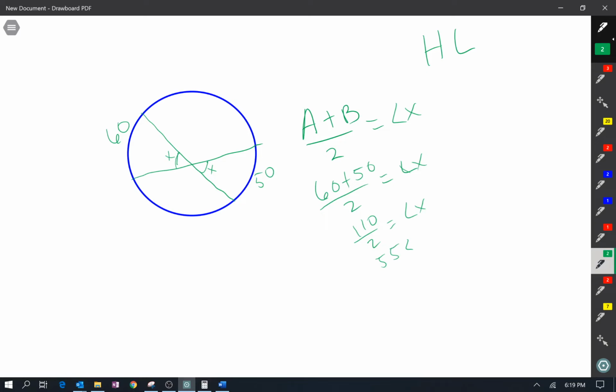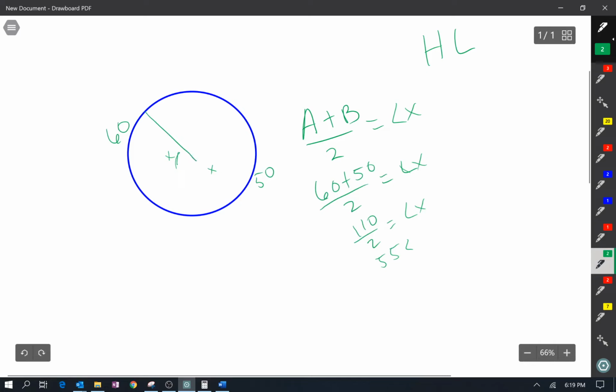Now be careful, because we've also learned this: when it goes through the center, the arc is equal to the angle. But we're going to have two secants touching a line. So when they touch like this, the average of these two arcs will be the answer.